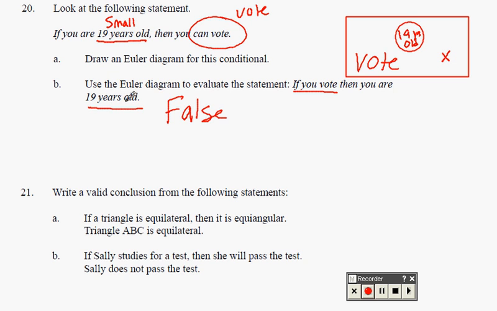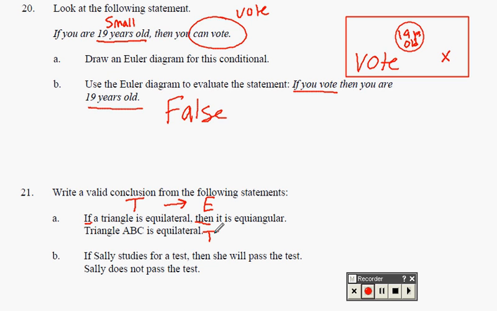The next problem asks us to come up with a valid conclusion for these statements. I think it's always easier to turn them into logic symbols. So I'm going to say if a triangle is equilateral, I'm going to call that T, then, because the arrow represents if-then statements, the triangle is equiangular. I'm going to call that E. Then we know that the triangle is, in fact, equilateral. That would be my T statement.